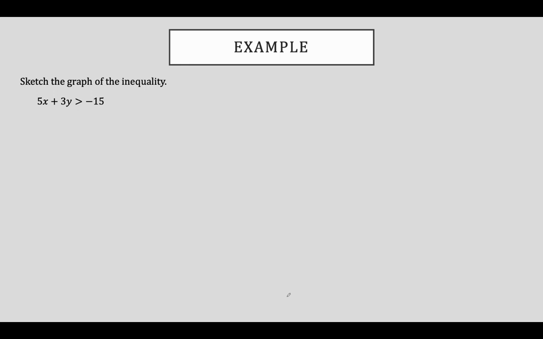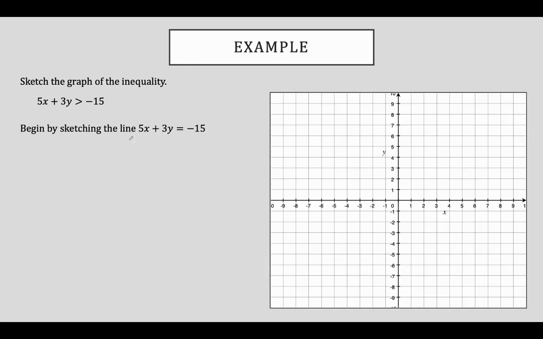Sketch a graph of the inequality 5x plus 3y is greater than -15. Notice this is an inequality in two variables, x and y. We want to begin by sketching the line 5x plus 3y equals -15. And yes, this is linear. Notice that the degree or power associated with x and y is both going to be 1. This is a line that's written in standard form, ax plus by equals c.